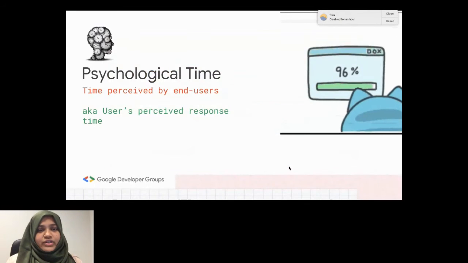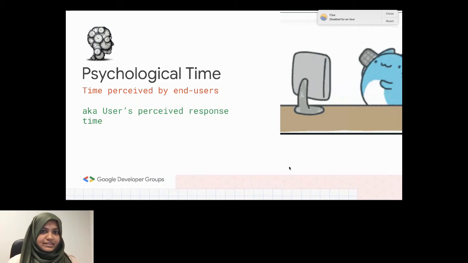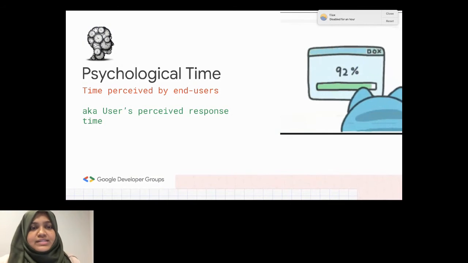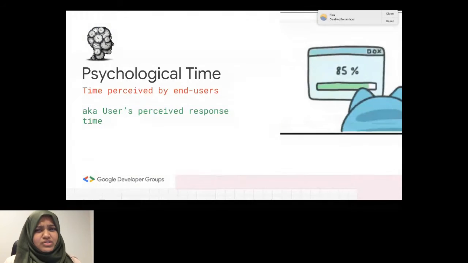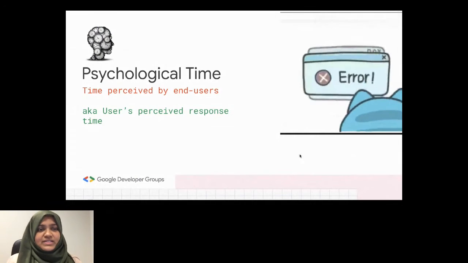So now let's look into the other part. That's psychological time. Psychological time is the time perceived by the end users, which can also be called the users' perceived response time.